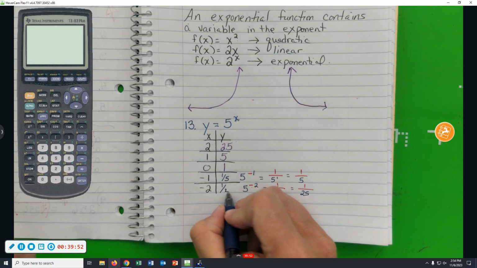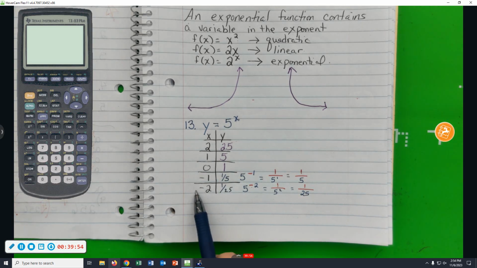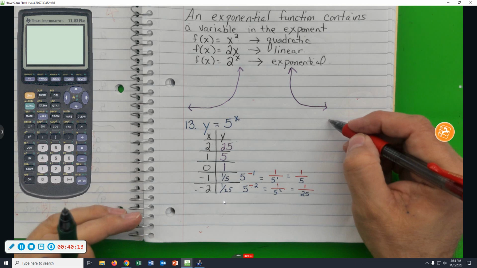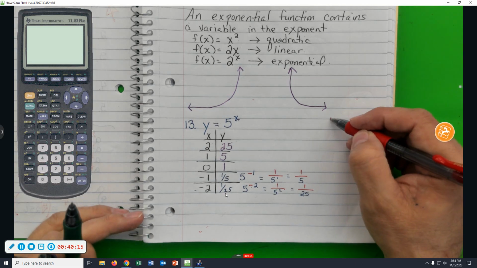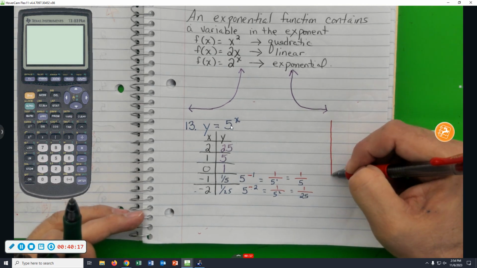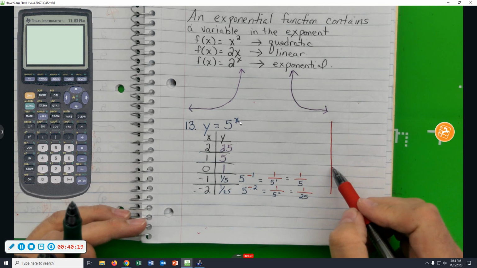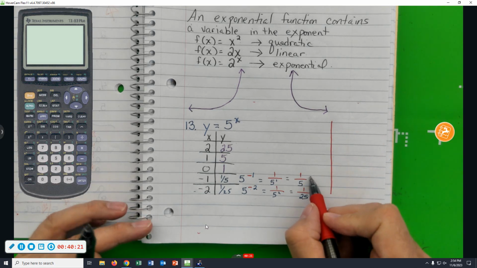Going left 2, up 1 over 25. Imagine one little unit broken into 25 different equal little sub-intervals. That's how far up you're going to go. It looks pretty close to 0, isn't it? But realize something. A positive number to any power is always going to be positive. You're never going to get a y value of exactly 0. A positive number to any power must always be positive.